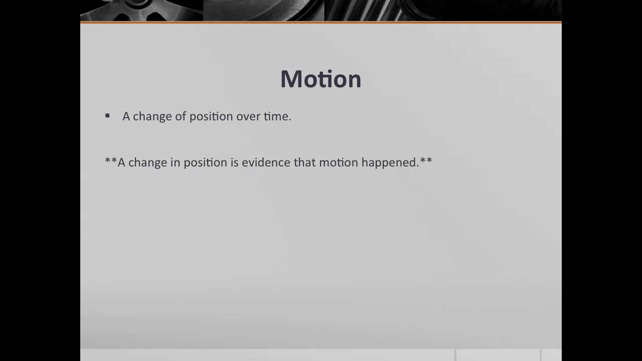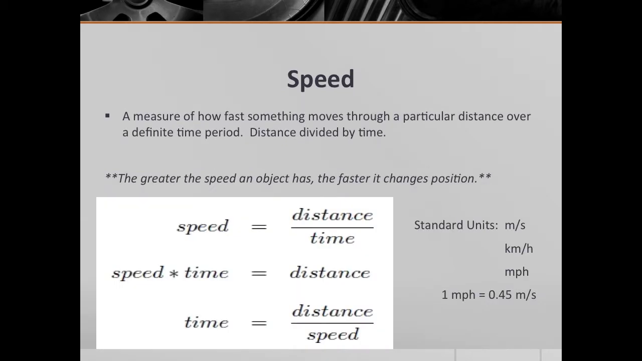Motion is a change of position over time. A change in position is evidence that motion has taken place. Speed is a measure of how fast something moves through a particular distance over a definite time period. Distance divided by time is the equation for speed. The greater the speed an object has, the faster it changes position.